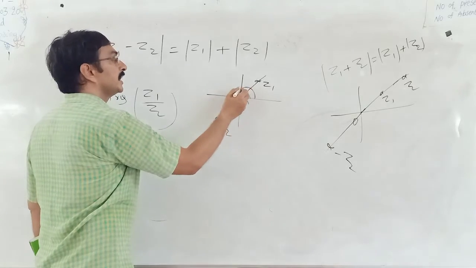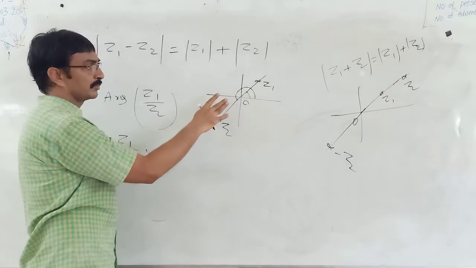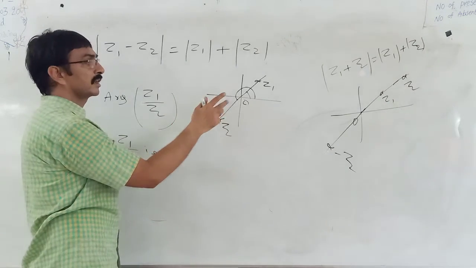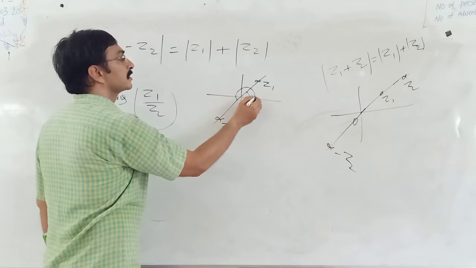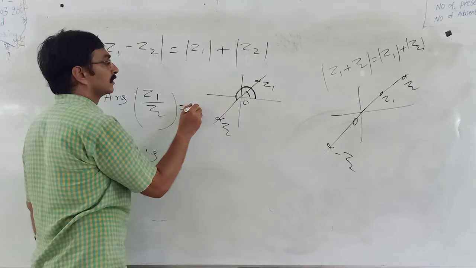The argument of Z2 is this angle. In general, I am not discussing the principal argument, but the general argument. Now the difference of these two: this one minus this one is minus pi.